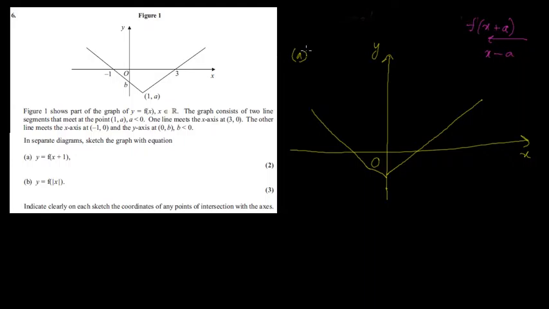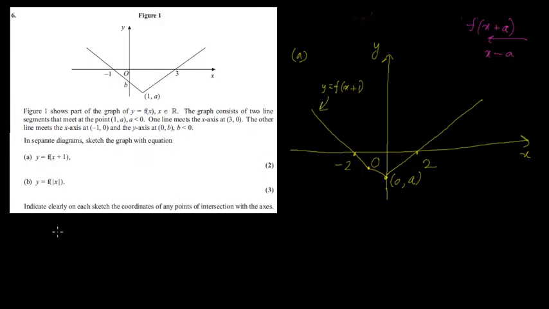So it will be something like this, and this would be 0, a, this would be minus 2, this would be 2. So this would be the picture. Now this point B here would be somewhere around here now. So it would be b minus 1 now. So we don't have to put that, because the question says to indicate clearly on each sketch the coordinates of any point of intersection with the axis. So axis means x-axis and y-axis, so we don't have to say anything about this one. So this was the y equals f(x plus 1) transformation.